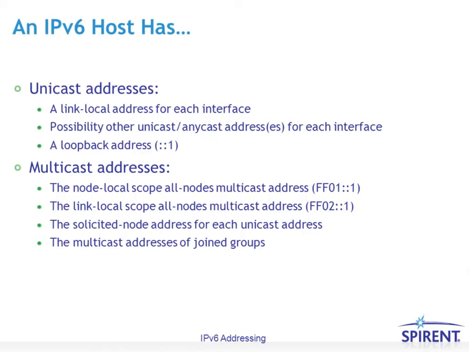There are also some multicast addresses. So previously I mentioned how IPv6 does not use broadcast anymore. So it uses a special scheme with various types of multicast addresses to accomplish the same thing that broadcast accomplished with IPv4. So there are special multicast groups, the node local all nodes, or link local all nodes multicast addresses. There's a solicited node multicast address, and various other types of multicast addresses of join groups.